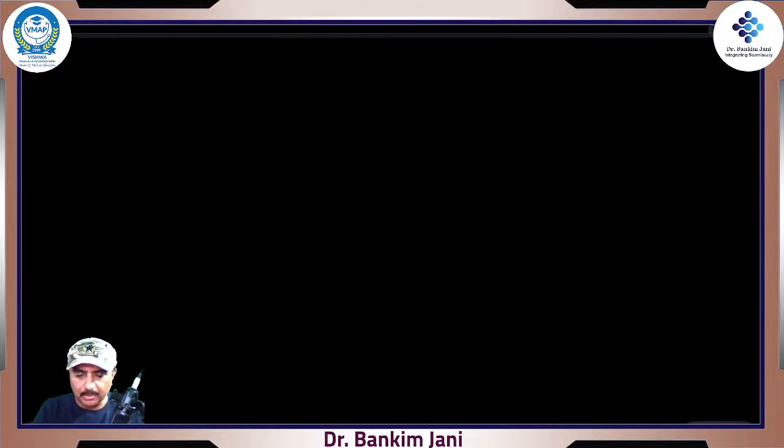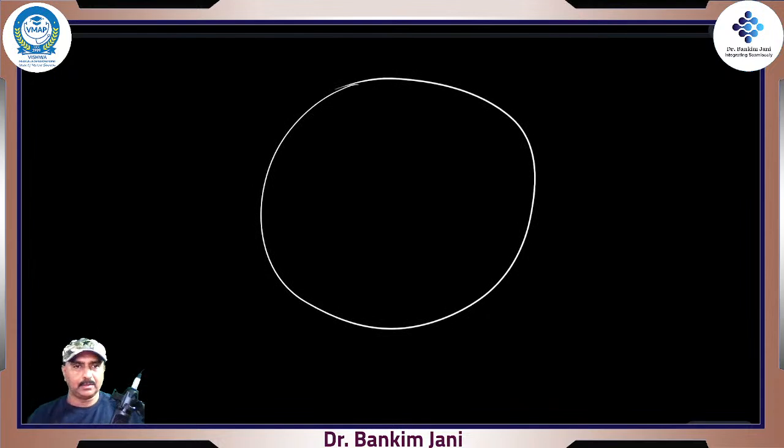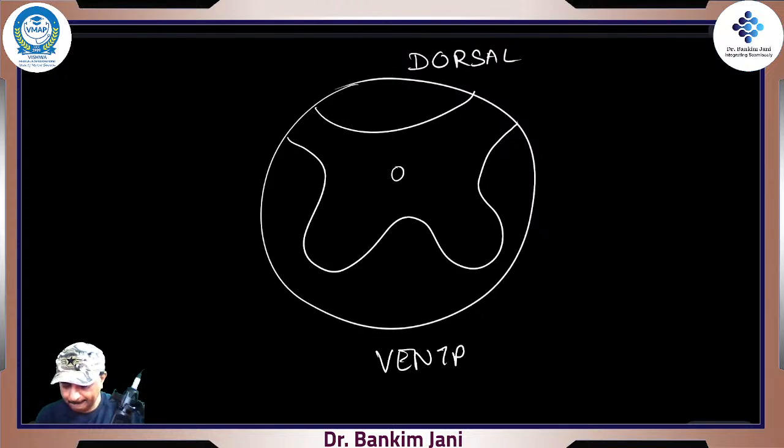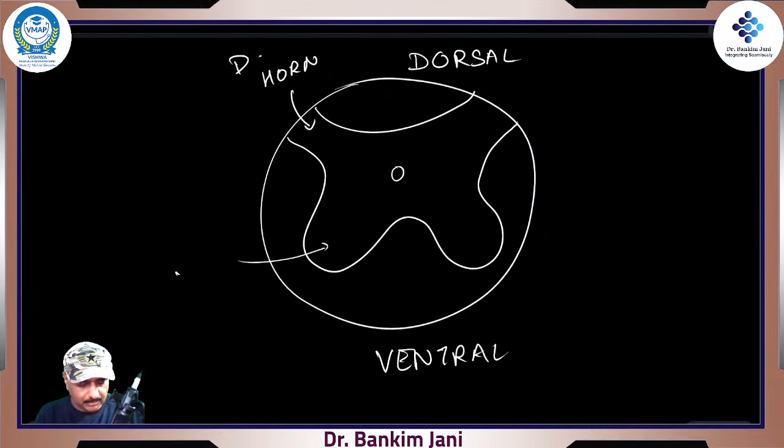Let's draw. This is our spinal cord, and that's how it would be arranged. Spinal canal, and it has the dorsal and the ventral side. These are called the horns. So this one would be our dorsal horn, I am just writing D horn, and this would be the ventral horn. Now in between there is also a lateral horn.